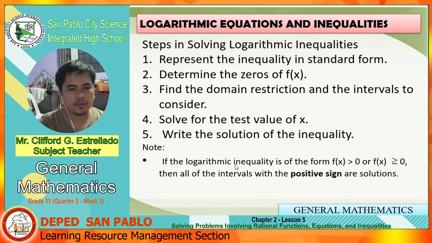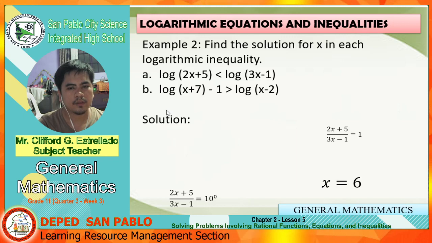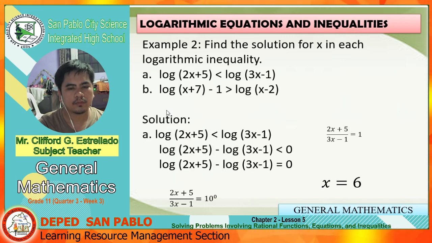And take note, if the logarithmic inequality is of the form f of x greater than 0 or f of x is greater than or equal to 0, then all of the intervals with the positive sign are solutions. But if the logarithmic inequality is of the form f of x is less than 0 or f of x is less than or equal to 0, then all of the intervals with the negative sign are solutions. Let us have these examples.